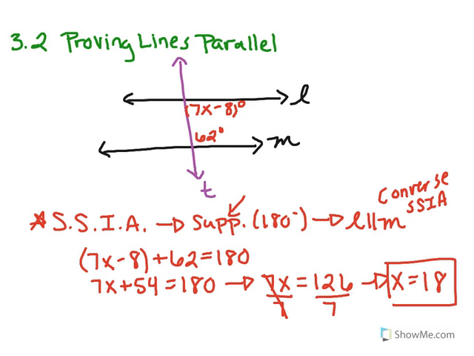So the only way that I know that these 2 lines, L and M, are parallel, is if x equals 18, and that's the only instance where L will be parallel to M.